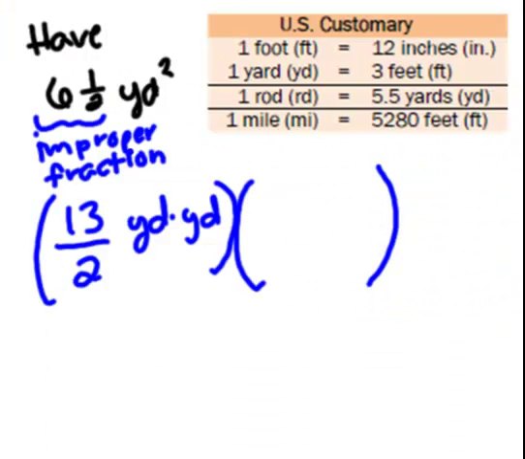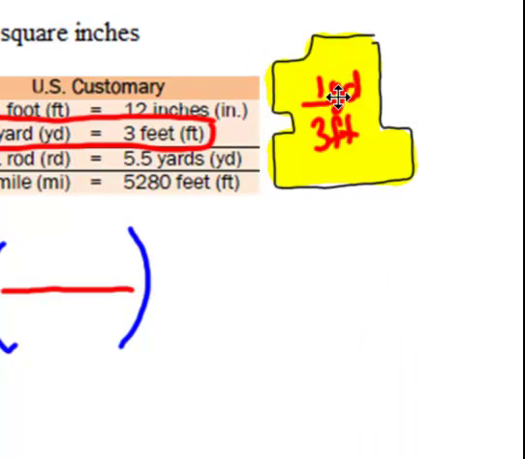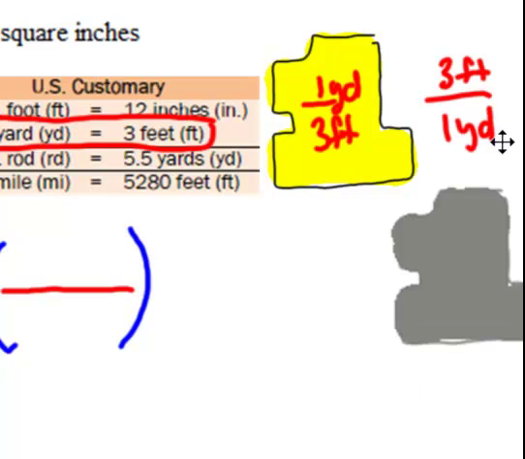Because I have yards, I'm going to start with the fact that 1 yard is equal to 3 feet. There are 2 unit fractions I can create with this fact. I can create 1 yard over 3 feet, and because 1 yard and 3 feet are equal to each other, this is equal to 1. I can also create a second unit fraction, which is 3 feet over 1 yard, and again, because they're equal to each other, that is also equal to 1.